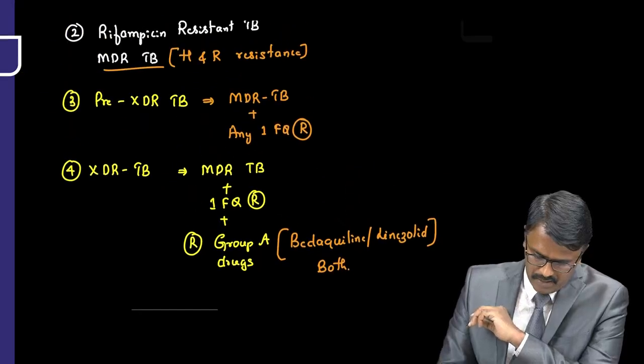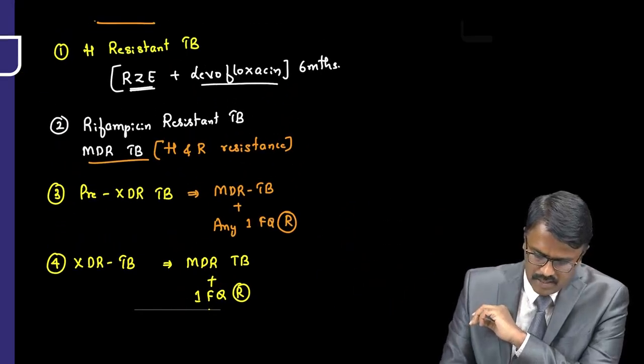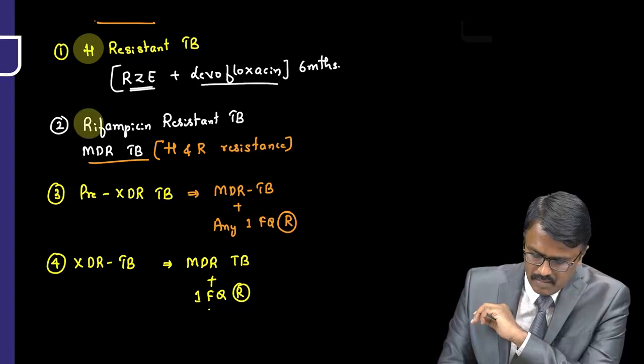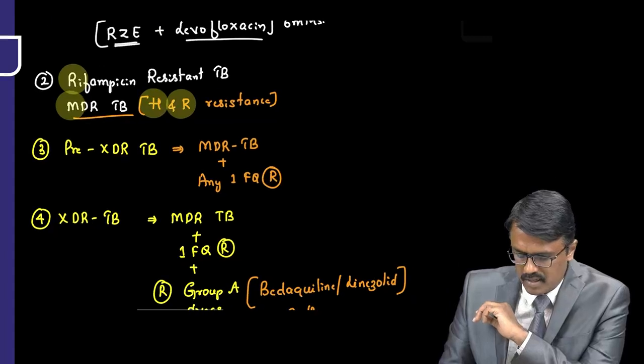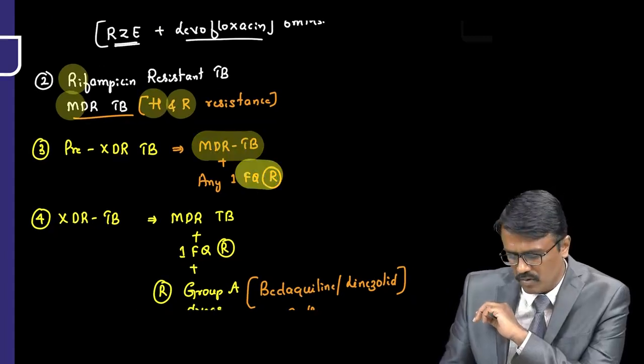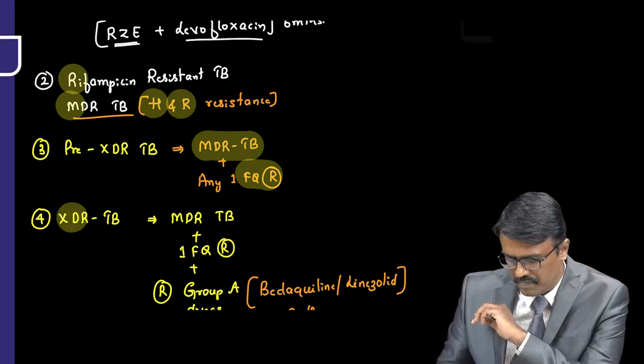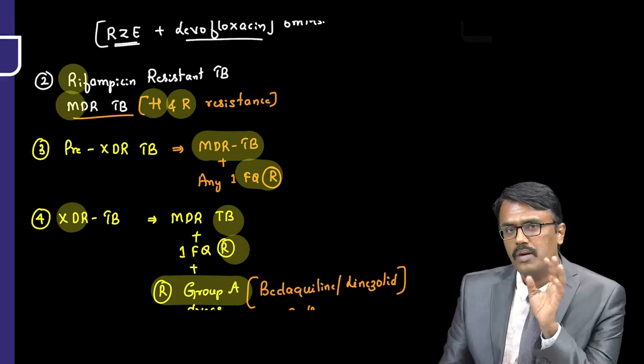So let me repeat this. H resistance means only isoniazid. Rifampicin and MDR-TB means there is H and R resistance. Pre-XDR means MDR-TB, same thing, plus 1 fluoroquinolone. XDR means the same, along with resistance to group A drugs.